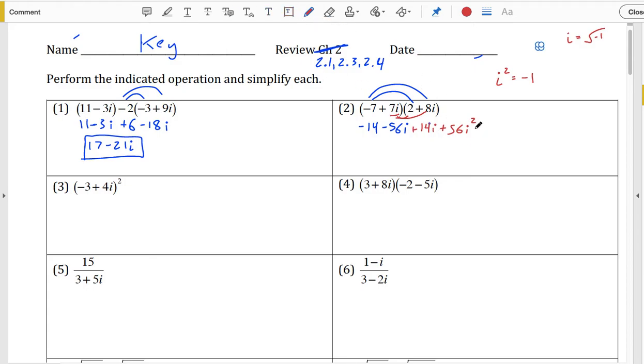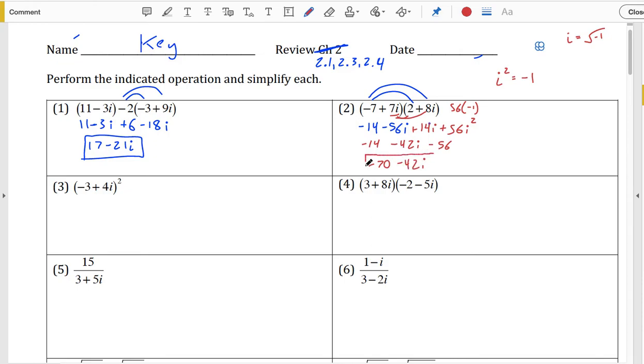Okay, so we've got negative 14. So these two in here, negative 56i and the 14i, become minus 42i. And then this 56i squared turns into 56 times negative 1, which is just negative 56. So I've got negative 14 minus 42i from those two, minus 56. So I can combine those. So we get negative 70 minus 42i.